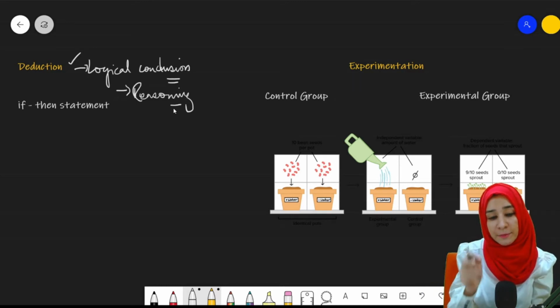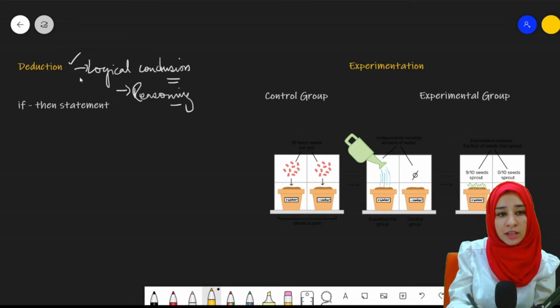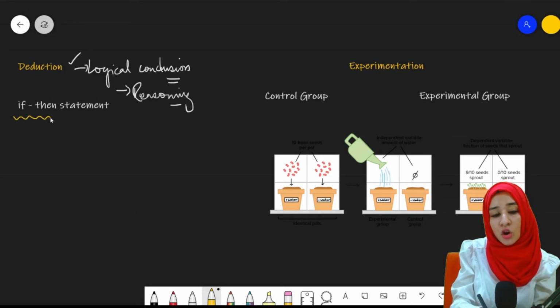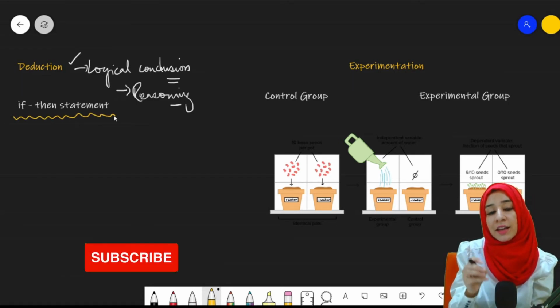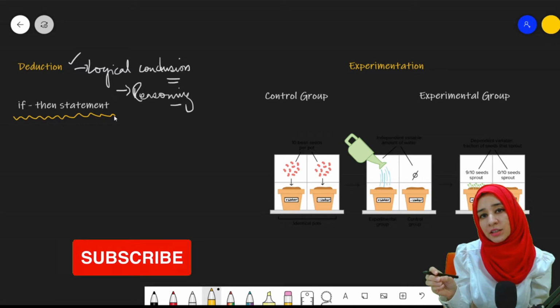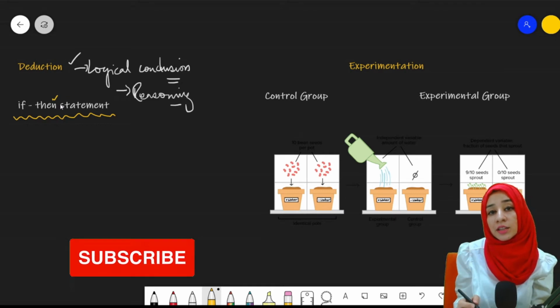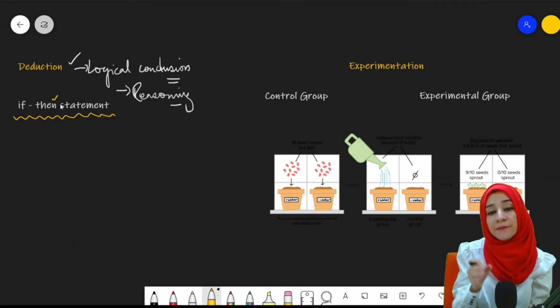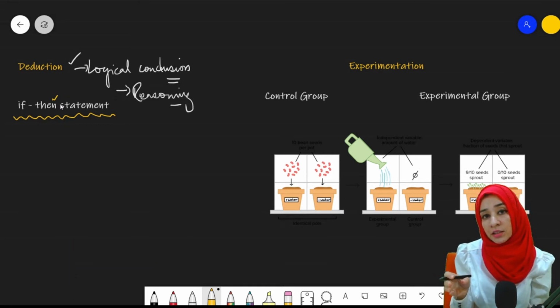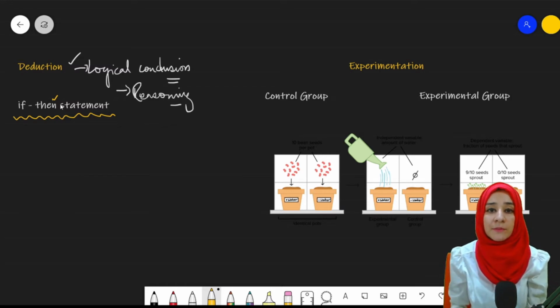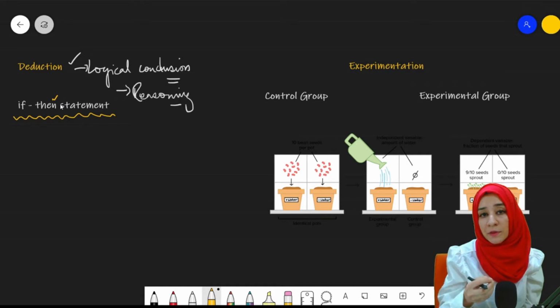Remember, the most important thing with respect to deduction is that it is always an if and then statement. It always starts with if, and in the middle it will be joined together with a then. A deduction will always be given in the form of an if and then statement. I will explain it with the help of an example.